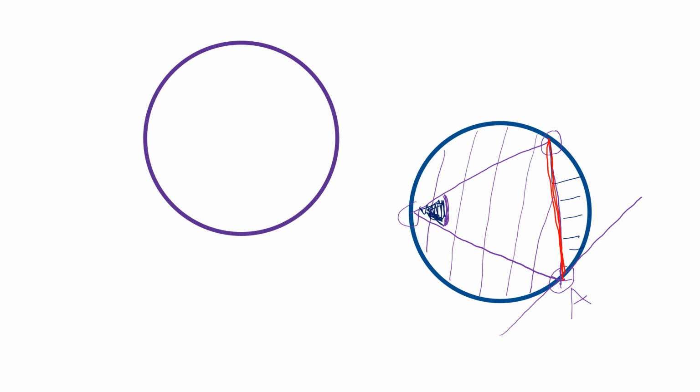That means it must not be in the major segment. It has to be in the other segment. The other segment is this one that I've highlighted. Therefore, this angle must be here. So these two angles must be the same. So this is the alternate segment theorem.